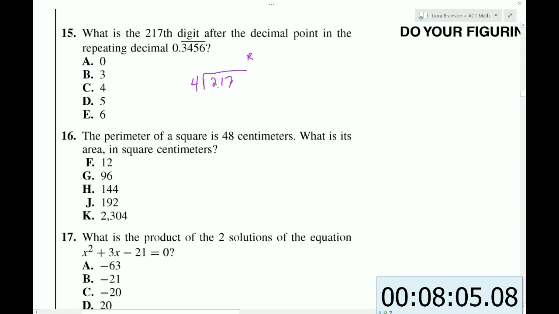So in this case 216 is a multiple of 4. So it would be a remainder of 1. Okay. So the remainder of 1 tells us that we'll end at the first digit, which is 3. If we had remainder 2, it would be second, remainder 3 would be the third, and then remainder 0 would be the fourth, because we can't get a remainder 4 if we're dividing by 4.